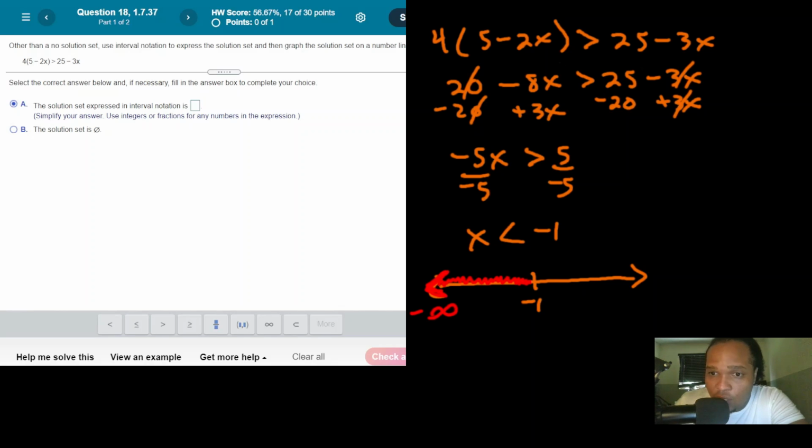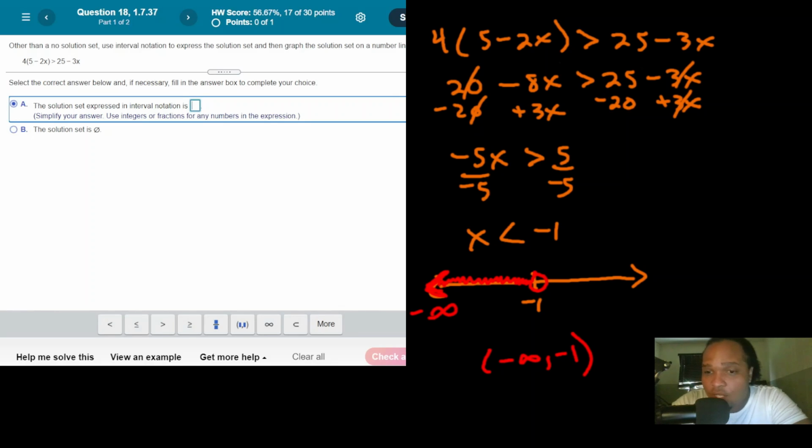And the symbol we're going to use, let's see, is going to be a parentheses because it's not equal to. Let's see if they use the open circle notation like they did last time. All right, so let's copy and paste our solution. This is negative infinity all the way to negative 1 with the parentheses. Yeah, we're going to be ready this time. Interval notation is what we got down here with the parentheses. So that's negative infinity to negative 1.